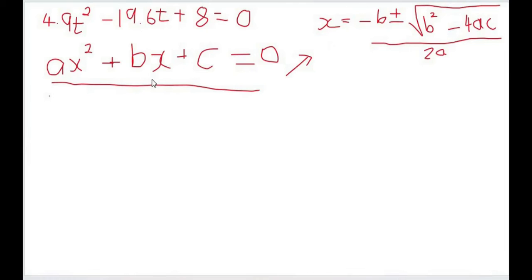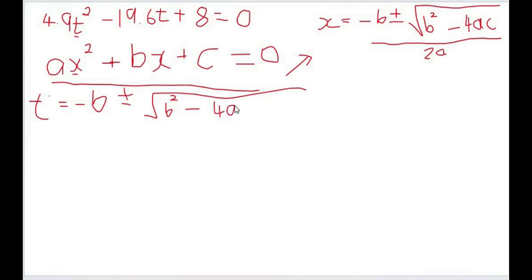But now the only difference here is that here our variable is t and here it's x. So it means that to solve for t, we can just write that t will be equal to minus b plus or minus the square root of b squared minus 4ac, and the whole thing will be divided by 2a.